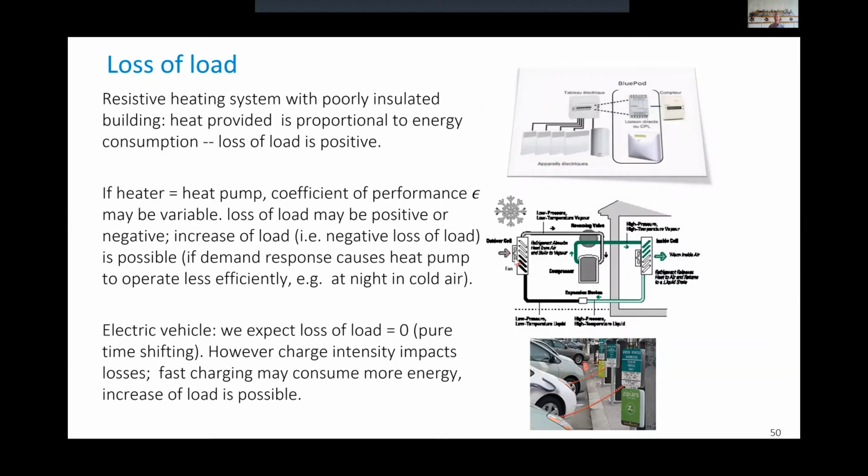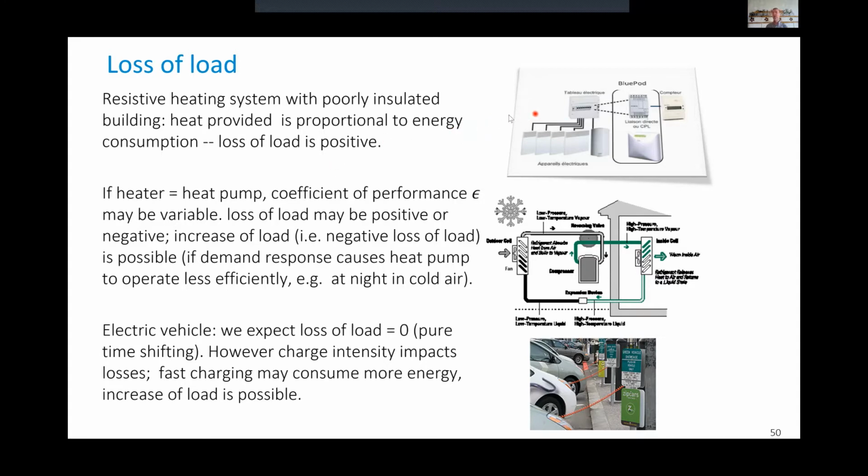The thought experiment could be based on the models we have. We see that if I have a resistive heating system with a poorly insulated building, by reducing the temperature, and this is what Voltalis will do, it will reduce the temperature a bit within the comfort zone, but still will reduce it, then you will have some loss of load. And this ADEME report says it's about 10%. So there is really a loss of load, which is true here, at least for resistive heating.